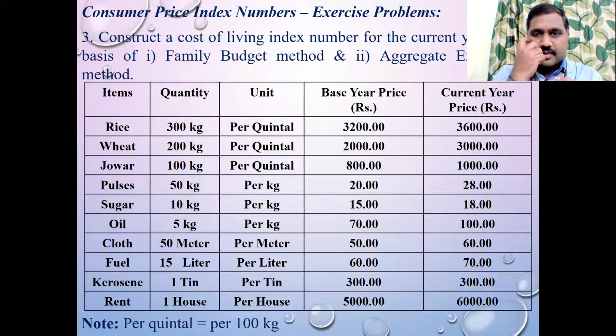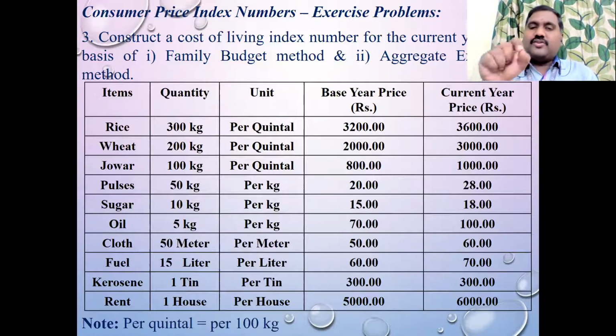Take down this problem. They're asking you to calculate the cost of living index number for the current year along with the base year price by using two methods. Already we know them, right? The aggregate expenditure method and the family budget method. These are the values given, and there is a note: per quintal is equal to per 100 kg. That means 1 quintal is equal to 100 kg. Note down this important note, because of that only we need to bring changes in the base year and current year price. Once you have copied this problem, tell me. I will move on to the Word document.